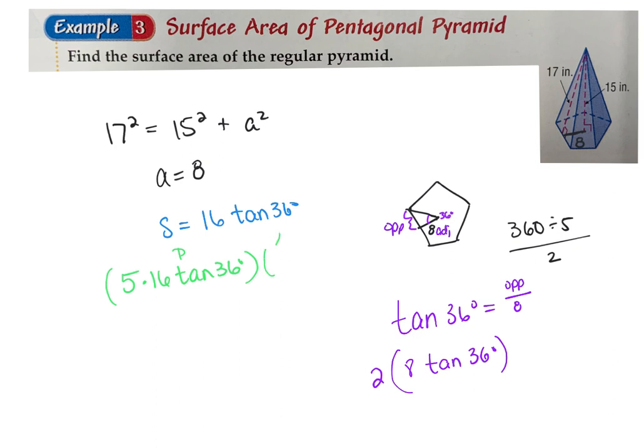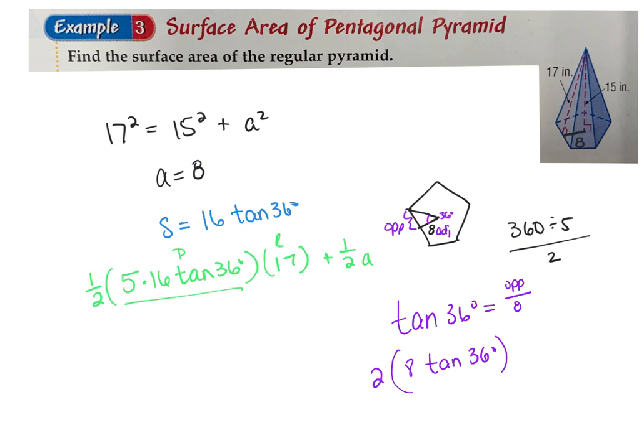What is my slant height? 17. And I need to multiply that by 1/2, right? That's my lateral area. Everybody agree with that? All right, and then how do I find my surface area? Add the base. 1 base. What's the base of a regular pentagon? 1/2 apothem times what? Perimeter. Well, that's this big thing right here, right?